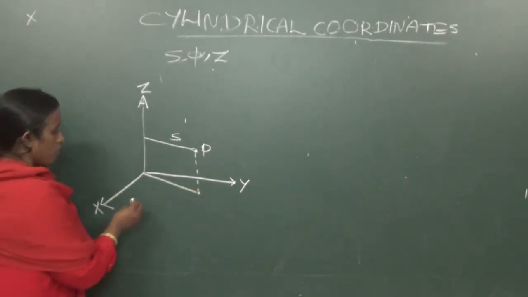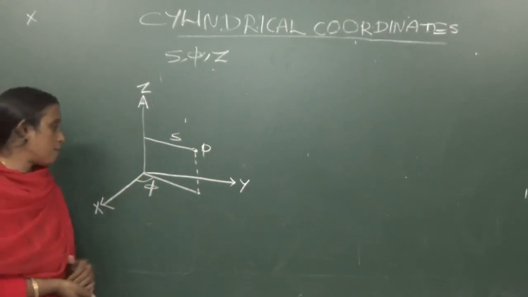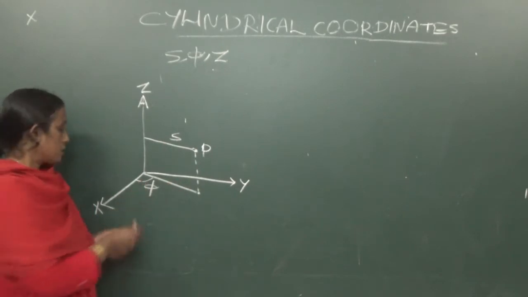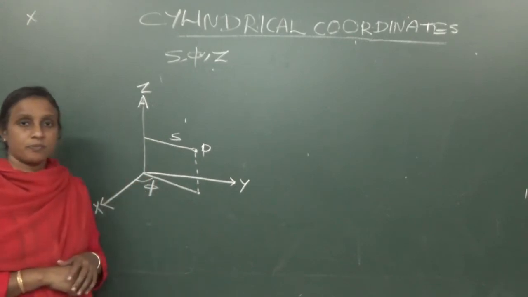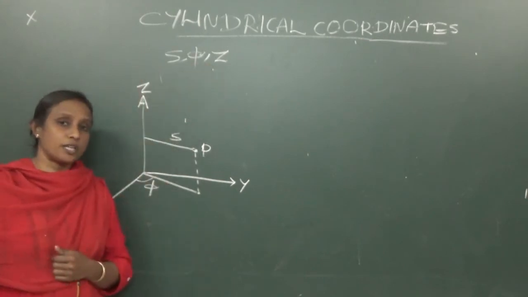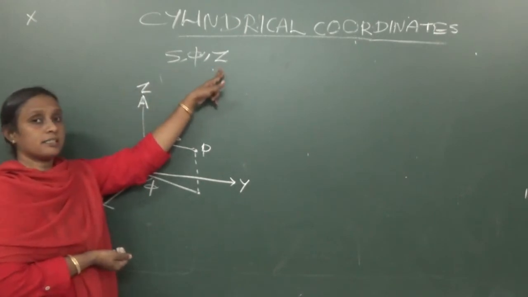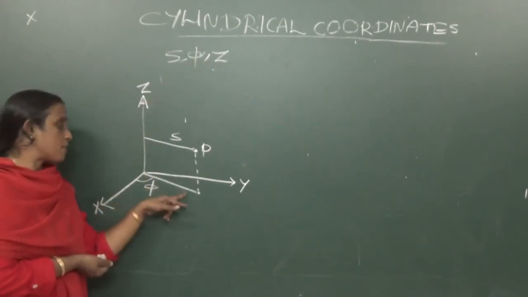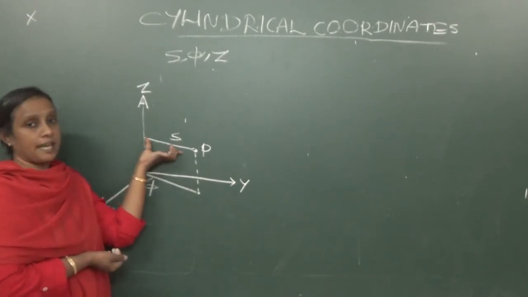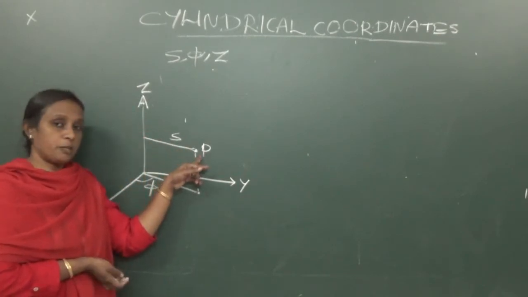Now, this angle is phi, the angle between this S distance and the x-axis. These are the coordinates which are defined in the cylindrical coordinate system. That means the Cartesian z-axis is the z-axis. Phi is the azimuthal angle defined between this and this. This is the same as S. S is the distance from the z-axis to point P.